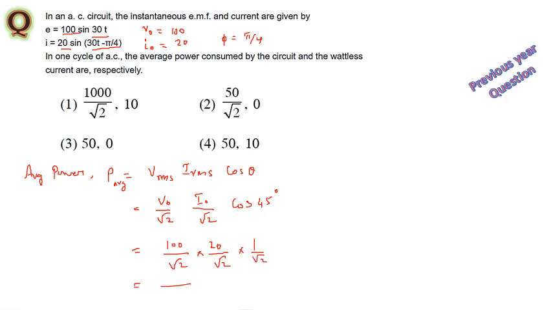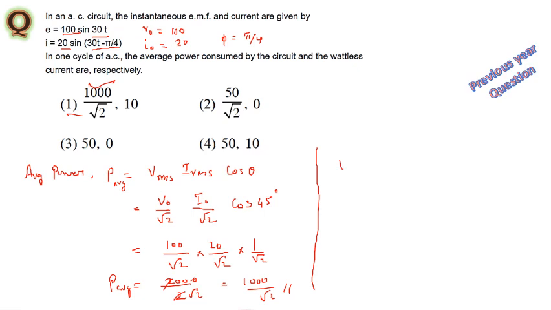From this we get 2 root 2 in the denominator, and the numerator is 2000. If you cancel, what you have is 1000 divided by root 2, which is the average power P. So we got the P average value, and from this you can confirm that the first option is the answer.